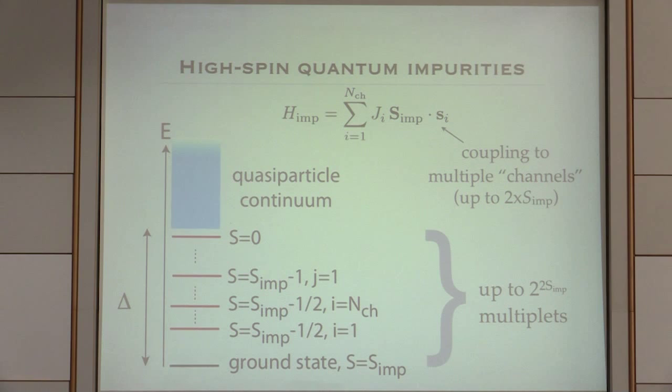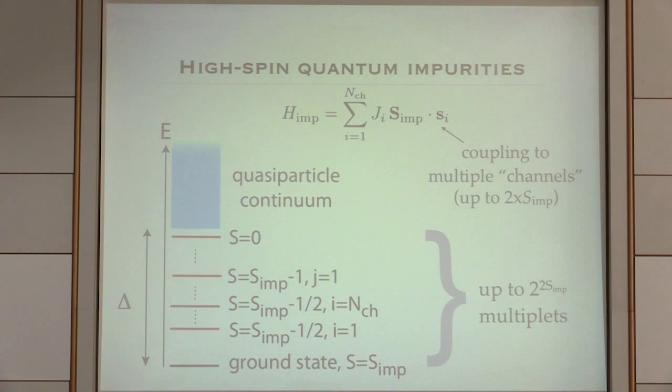So you start with the total spin in the limit of when all the channels are completely decoupled. And then you can attach one quasi-particle from each of the channels. As I said, only one quasi-particle can be bound in this way because each time you exhaust one degree of freedom. But of course, you can attach quasi-particles from different channels, and this would reduce your spin further. And you can continue this until you get to the singlet ground state. And if you're careful, how many states would that be in total? So it could be, in principle, up to the power of two times the impurity spin.